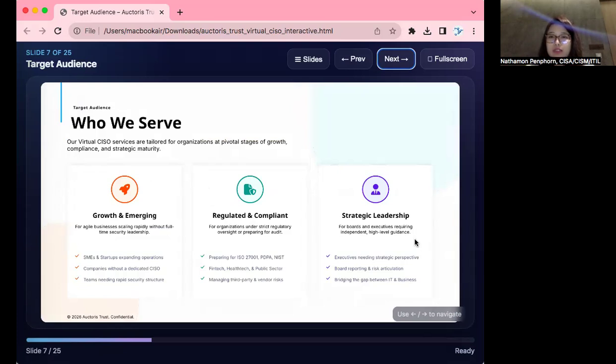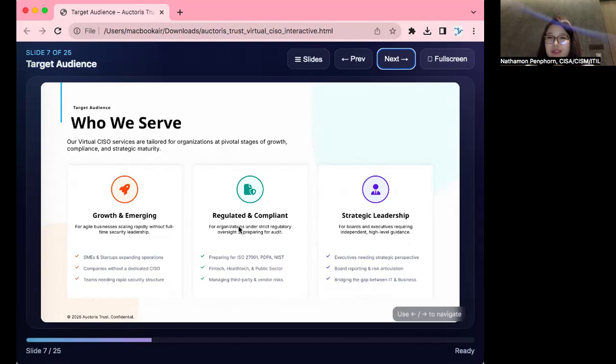We identify the target customers for the virtual CISO service in three groups. The first one is growth and emerging. This is for SMEs or startups that are expanding their operations, companies without a dedicated CISO position. They might not need a full-time CISO at the time because it's too costly or not needed immediately. We can support this type of need as well, because it's an on-demand service that you can select, and we can do the job on a project basis.